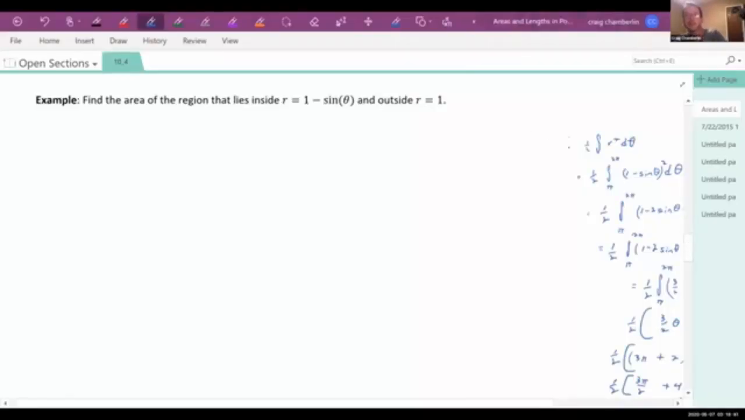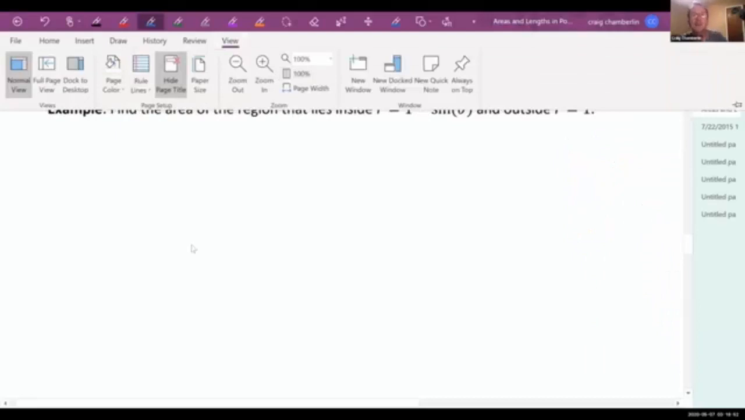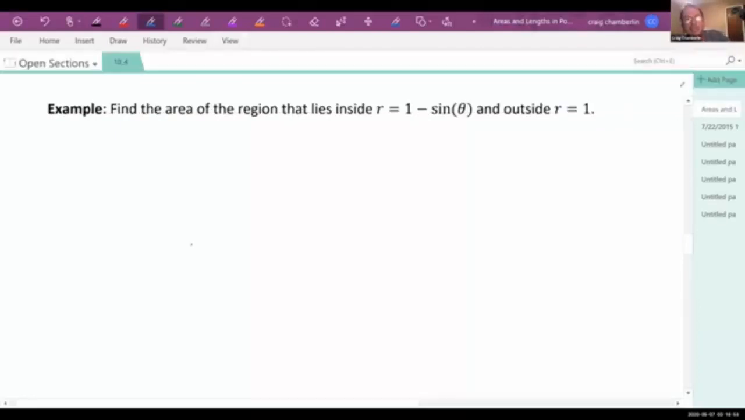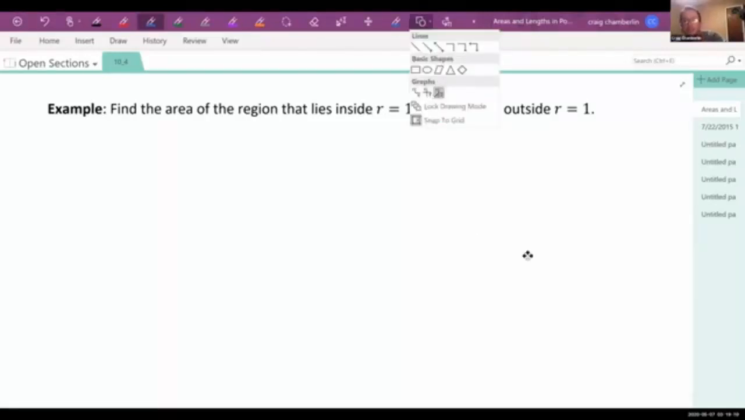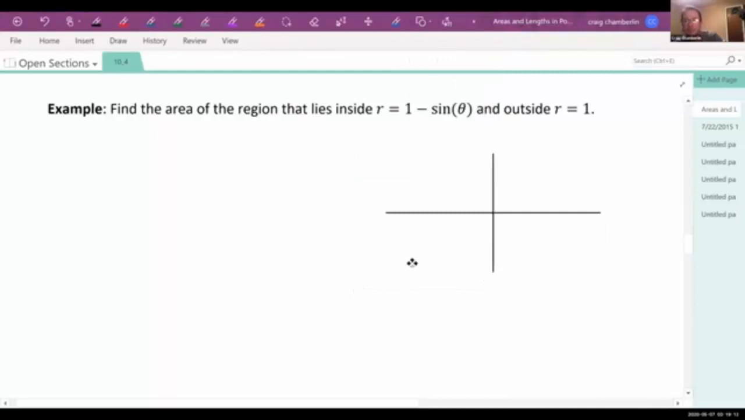This one, you can see I worked it out for you because it was quite a bit of work, and I'll show you that when we get to it. So in this problem, we're going to go ahead and find the area of the region that lies inside r equals 1 minus sine of theta and outside r equals 1. It is pretty critical that you can graph these things. Again, you can use your calculator as an aid, but I'll show you how to do it by hand in case you have something against calculators. I don't know why you would, but just in case.